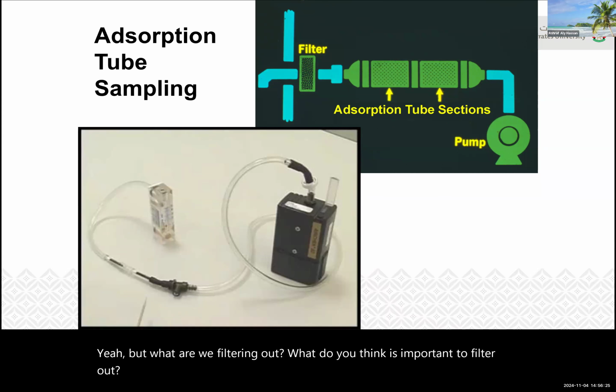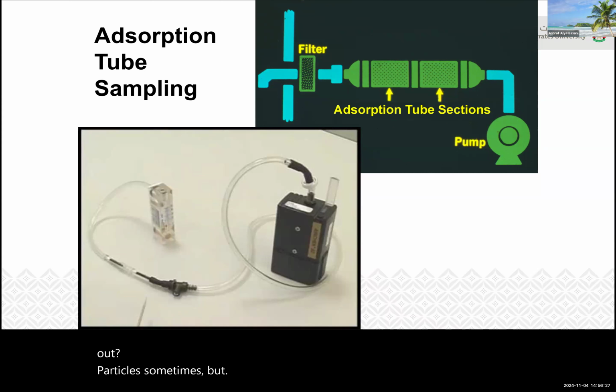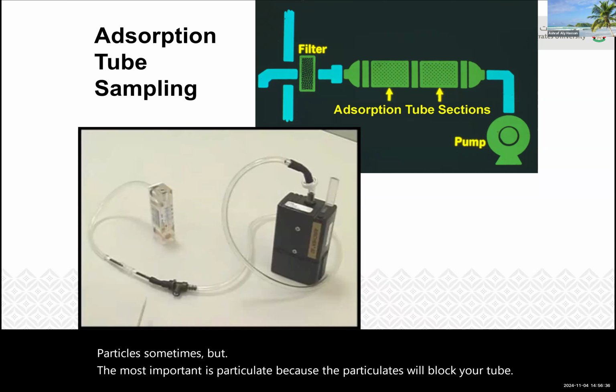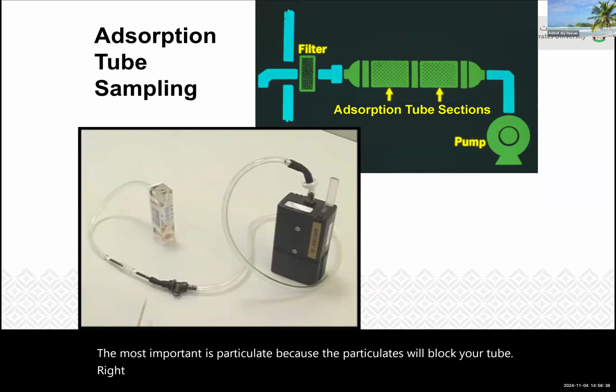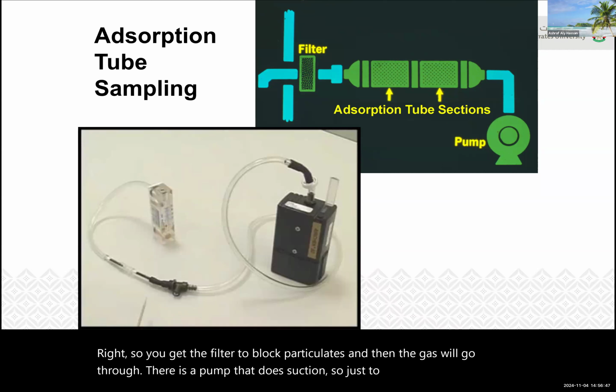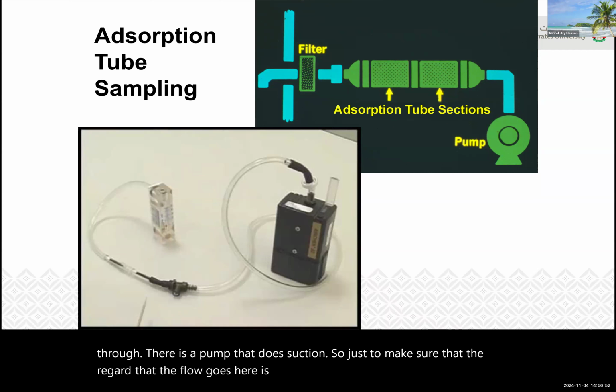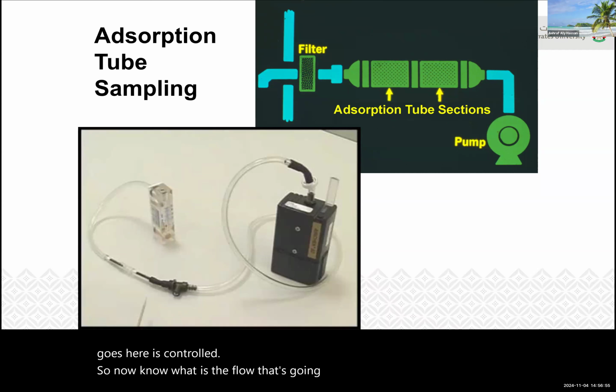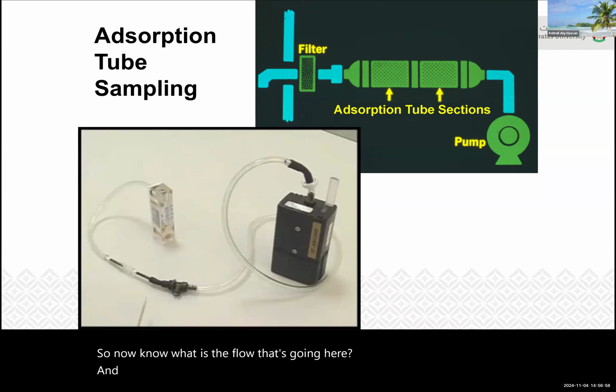Particulates. Sometimes liquids, but the most important is particulates, because the particulates will block your tube, right? So you get a filter to block particulates, and then the gas will go through. There is a pump that does suction, just to make sure that the flow going through here is controlled. So now you know what the flow is, and this flow will really be a part in the calculation of the concentrations later on.